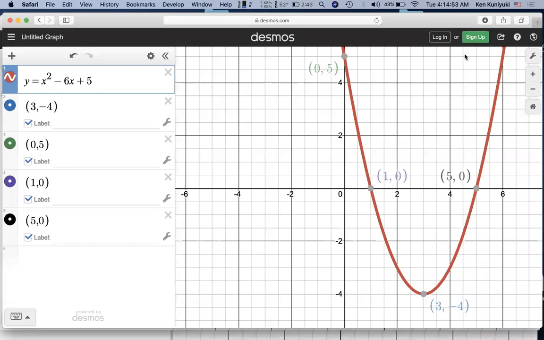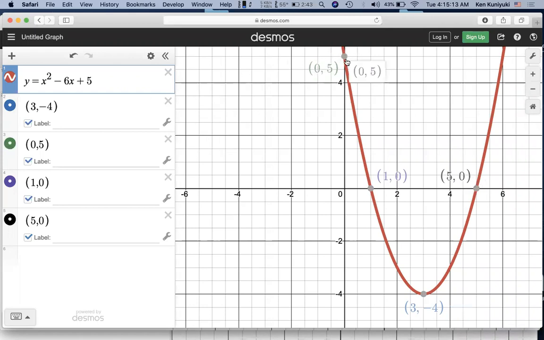Hi, everyone. So far, we have 4 key points on the graph. The vertex, or turning point, (3, -4). We have the x-intercepts at (1, 0) and at (5, 0). And we have the y-intercept at (0, 5).